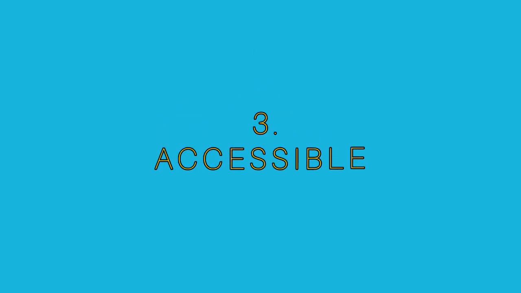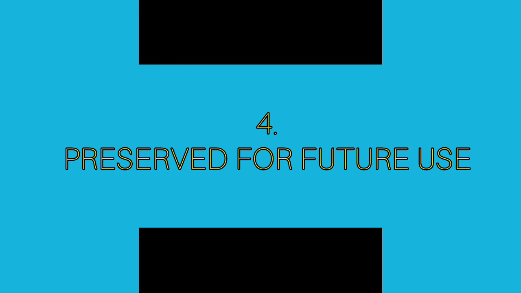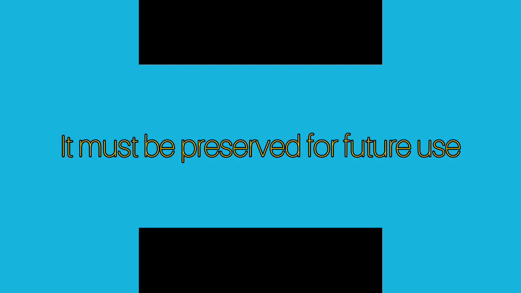Number 3, accessibility. Statutory records must be within reach whenever they are being sought after. Number 4, preserved for future use. Yes, this is another important feature of statutory records. Statutory records must be preserved for future use, and that is what we are talking about, keeping them. So the information you are writing today might be needed in the next 20, 30, 40 years. So you must be able to keep it, and whenever it is needed, it is easily retrieved.